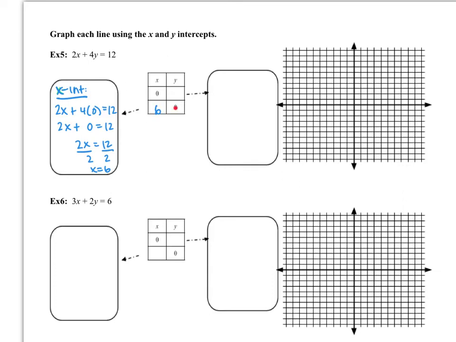So what this tells me is that when I replaced y with 0 in this equation, I got an x value of 6. I'm going to go over to my graph and graph this ordered pair, 6, 0. So that would mean to go 6 to the right and up 0.